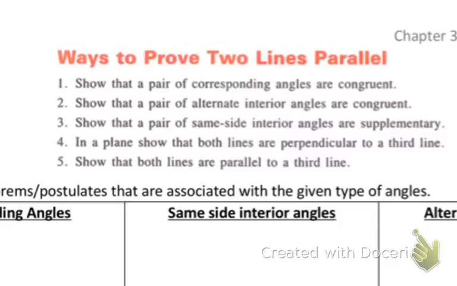So look for those three angles to either prove that things are parallel, or if things are parallel, you're going to use those facts to say they're congruent. We show they're congruent to show they're parallel. If they're parallel, we can show they are congruent.